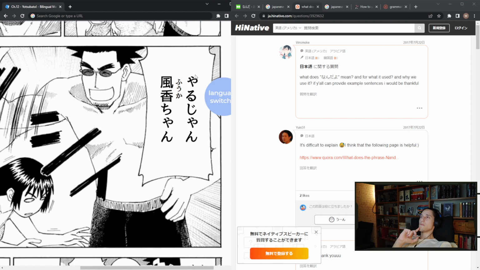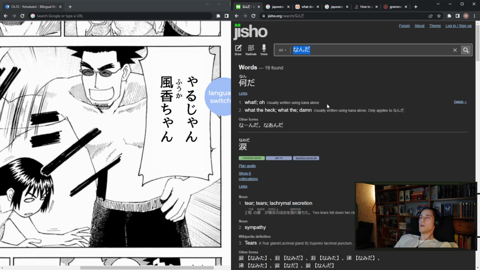Yaru. Isn't yaru like to be, also to be, but it's different, like to become, to become. So this is short for janai. So is not, or I guess yaru janai, it's the negative of yaru. So what does yaru mean?